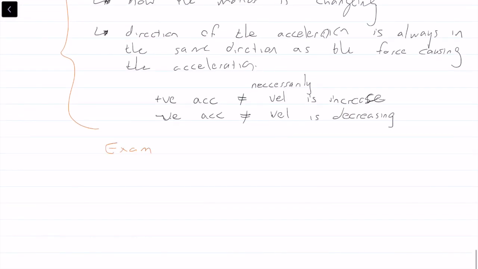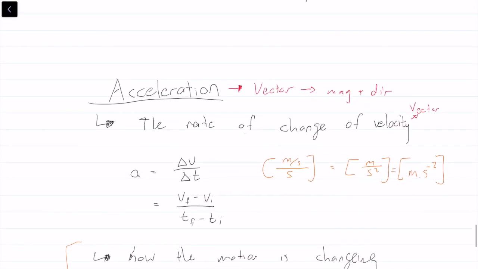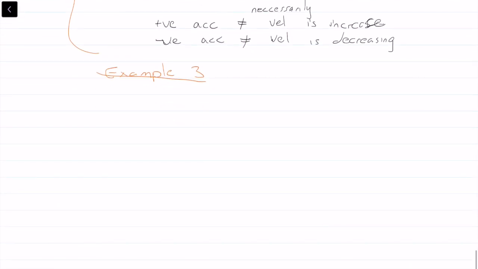So I think this is example 3. Just to clarify here, the most important takeaways from this video are this equation right here, what the acceleration equation is, as well as the definition and the fact that it is a vector. Everything else should become more clear as we go on.